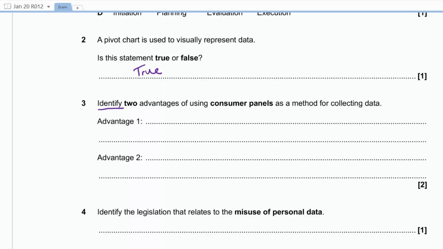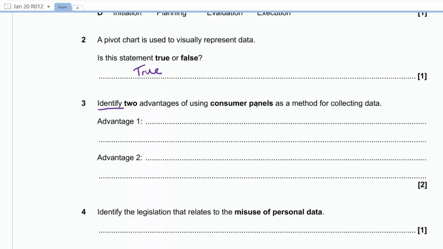So a consumer panel is one of our different methods for collecting data. We've got a sensor, we've got email, we've got interviews, questionnaires, and so on and so on. I forget the exact list. But a consumer panel is where we have a group of people meeting, usually every so often, so maybe every few weeks, maybe 3 or 4 times over a period of 6 months. They're meeting to give feedback about a product or an idea.